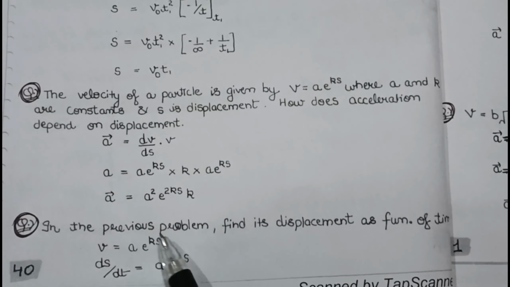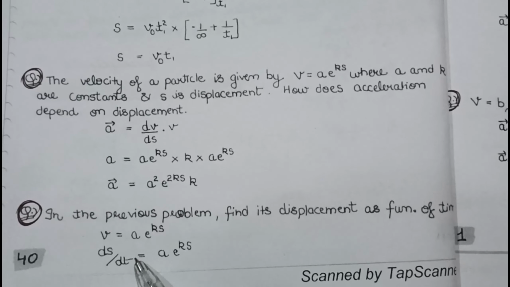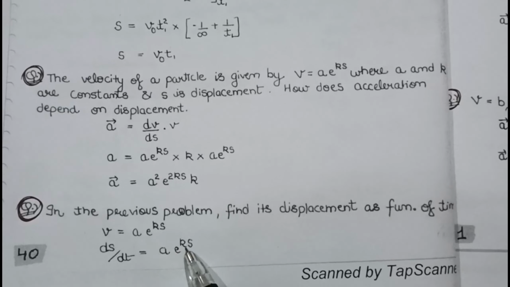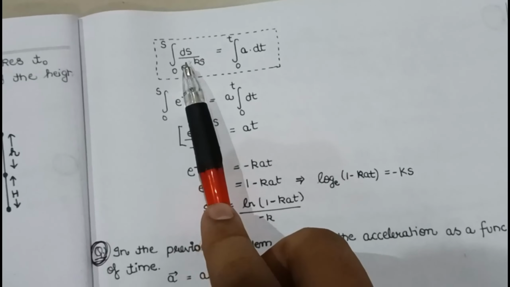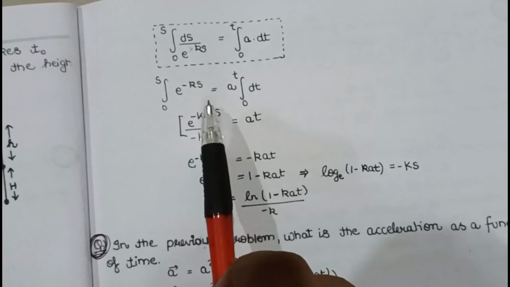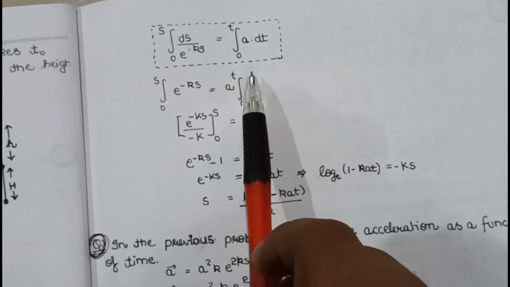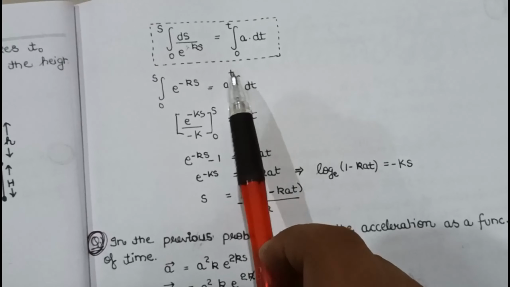In the previous problem, find its displacement as a function of time. V is equal to a into e power ks. ds by dt is equal to a into e power ks. Integration of ds upon e power ks from 0 to s is equal to integration of a dt from 0 to t. Integration of e power minus ks dot ds from 0 to s is equal to a outside the integral into integration of dt from 0 to t.